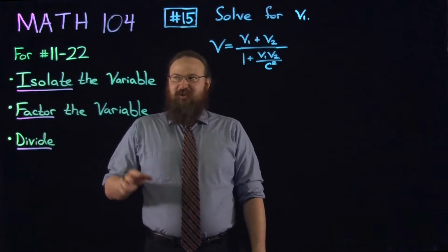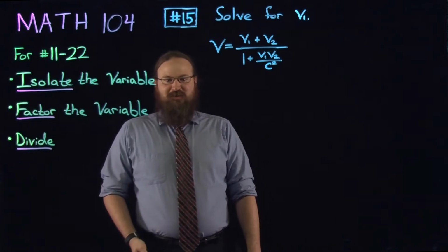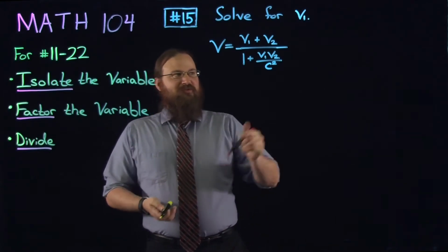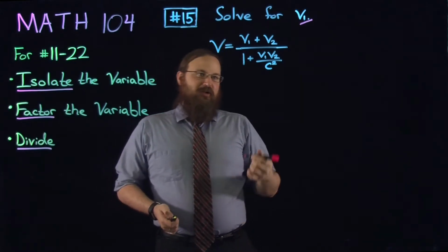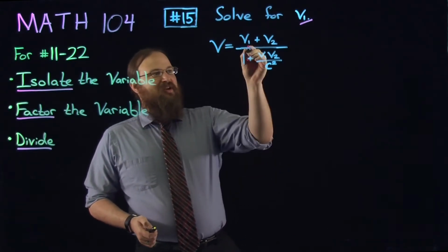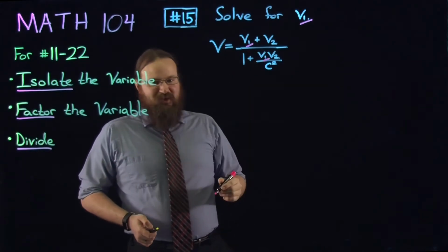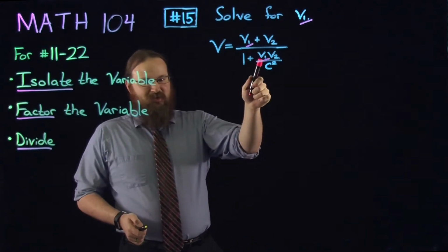This is number 15, which falls into the category of number 11 through 22, where we're going to be solving for a variable. In this case, it's hard to read. It's a v1 in an equation. So how many v1s do we have? We have v1, and we have another v1. And that second v1 is pretty deep in there.